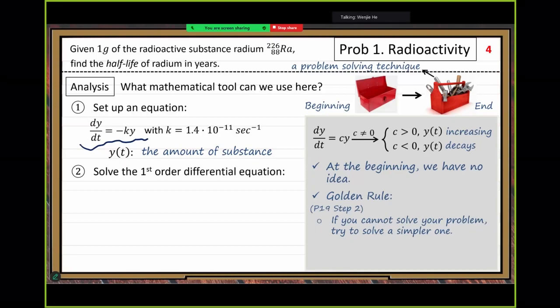I'll give you the reference here. On our textbook, page 19, step 2, talking about this golden rule. Later, in several other situations, we need to use this golden rule. Another place also explains this problem-solving strategy. I'll give you a reference: Polya. He's a very famous mathematician and educator.